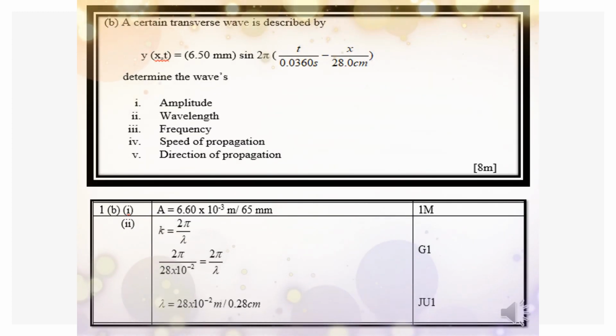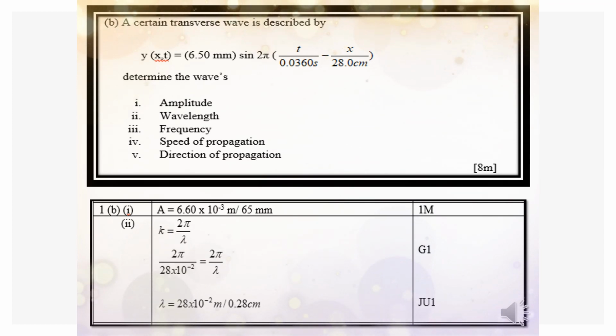Okay, now let's continue with question B. A certain transverse wave is described by one equation. Then we need to determine the wave. The first one is amplitude. The second one is wavelength. The third question is frequency. And then we need to calculate the speed of the propagation and determine the direction of the propagation. Okay, now we discuss question 1 and 2.